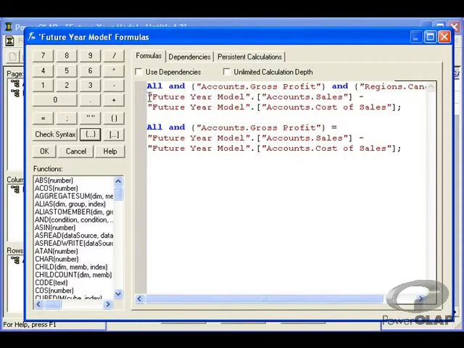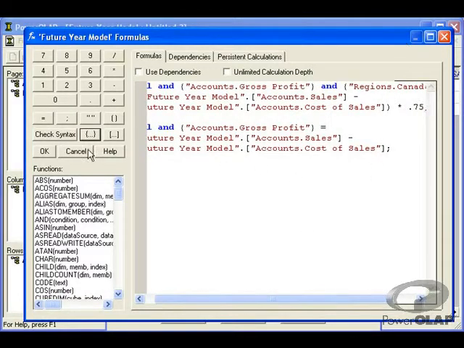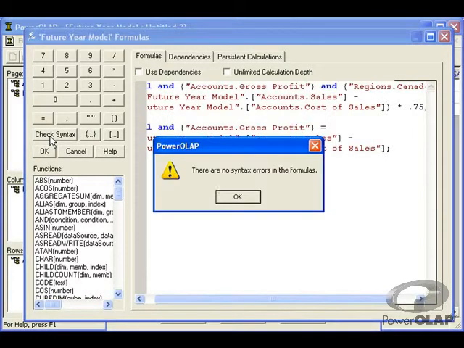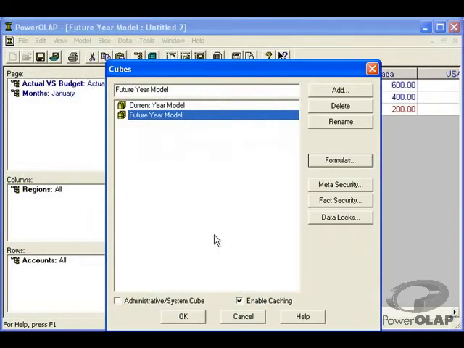I will put these into parentheses so that my subtraction will happen first. And I'm going to multiply the value of that times 0.75. I now hit check syntax. I have no syntax errors. I hit OK. Hit OK to this dialog.